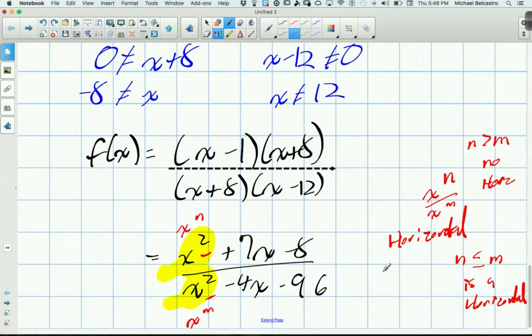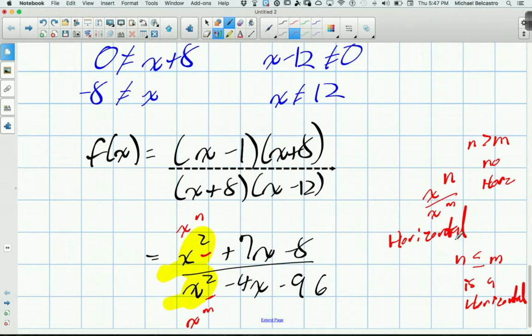Does that idea make sense? If the numerator's power is larger than the denominator's power, then there's no horizontal asymptote. It ends up being something kind of different, like an oblique asymptote. No, this is where the denominator is greater than or equal to. If they are equal, there will be a horizontal asymptote.